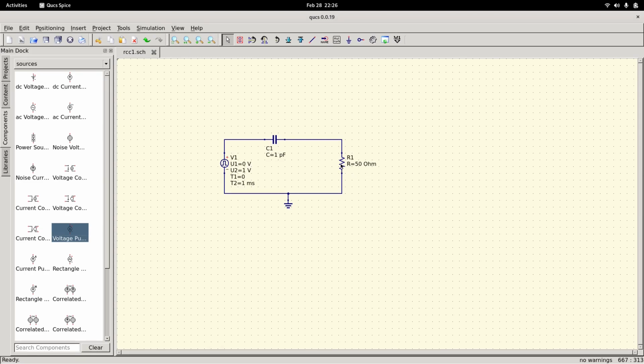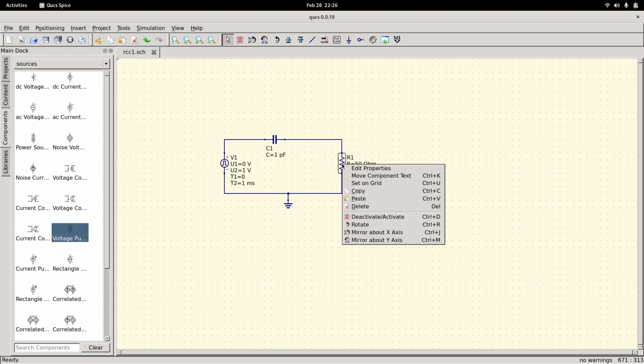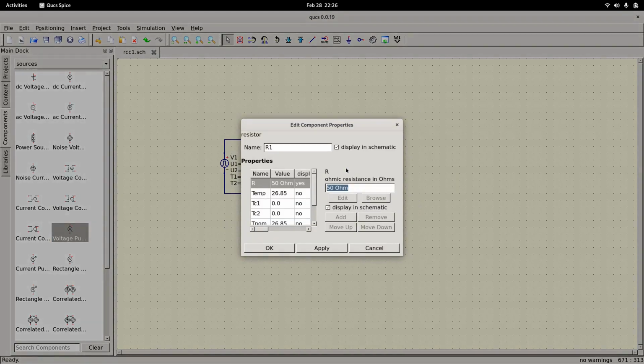One way is to click on the component, select on it. So the component is selected. Right click, go to edit properties, and a number of properties are given here. See TC1, TC2, these are all temperature coefficient values. We are not interested in that. We will change this resistance to say 1 kilo ohm. Simply write 1K and apply. Okay.